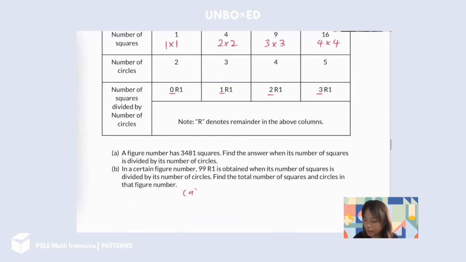There are 2 ways you can do it. You can put this like that: what times what gives you 3481? Or those people who are faster, you can actually just put the square root of 3481.